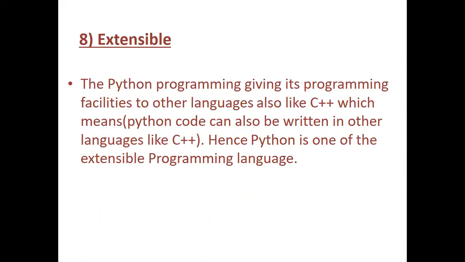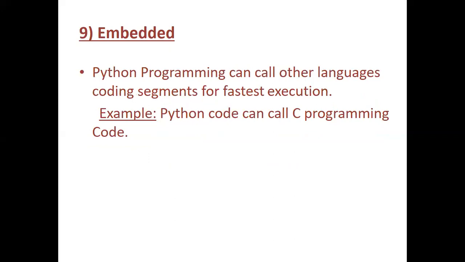Extensible means Python gives its programming facilities to other languages also, like C++ and Java. So Python code can also be written in other languages like C++ and Java. Hence, Python is an extensible language. Embedded: it is called embedded because it can call other languages' code segments for fastest execution, like Python code can call C programming code for its fastest execution.